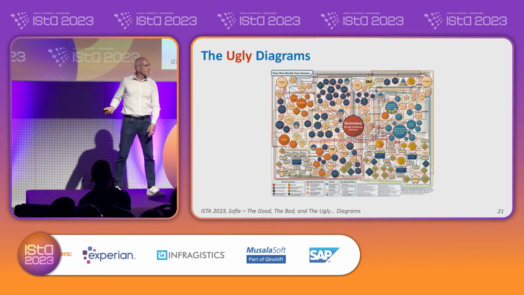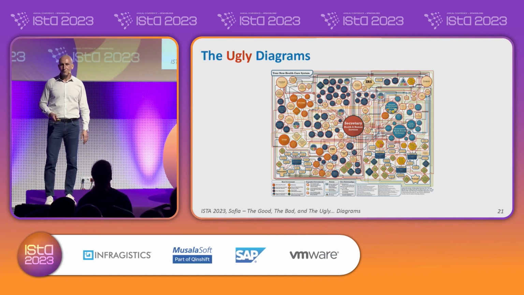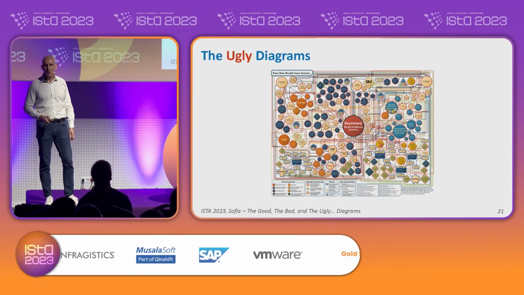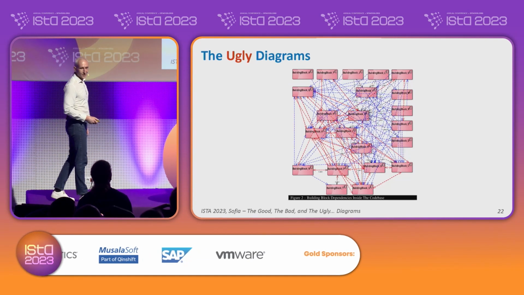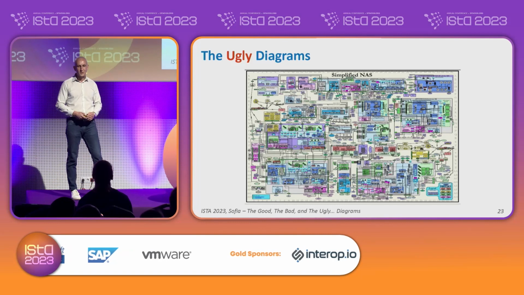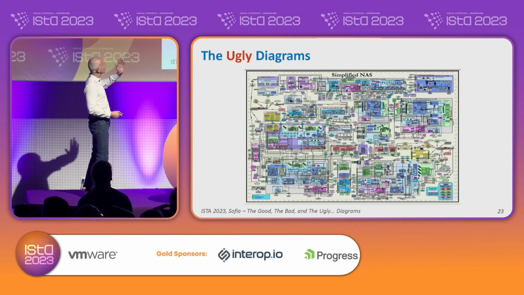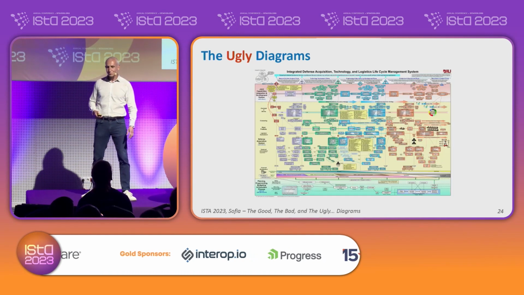Ugly diagrams, there are also ones. I'll just click through some. I'm sure that many of us have been exposed to such and have seen this. Instead of simplifying things, just adding additional confusion. This is with a great name, Simplified NAS.